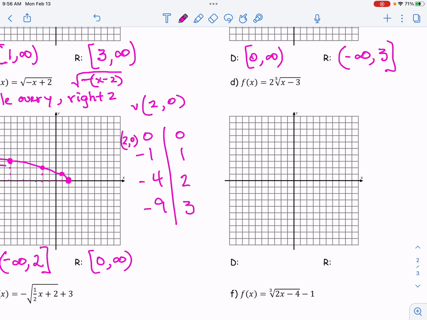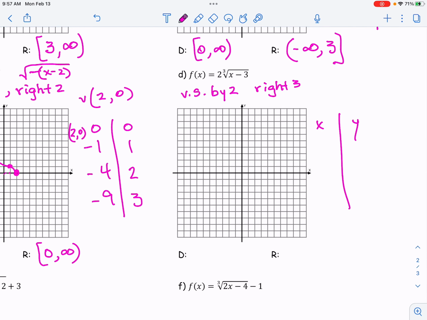This is a cubic function. My transformations are a vertical stretch by 2, right 3. My chart for this one, remember, is negative 8, negative 2, negative 1, negative 1, 0, 0, 1, 1, and 8, 2. My point of inflection, or POI, is going to be 3, 0. So now I go left 1, down 1.